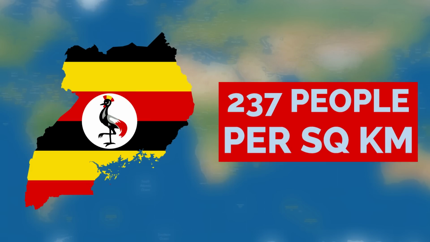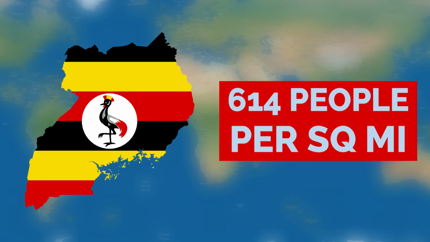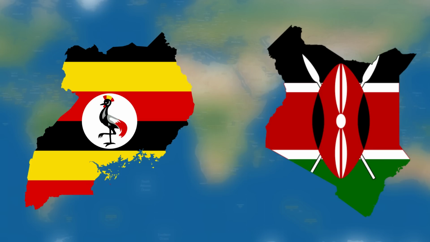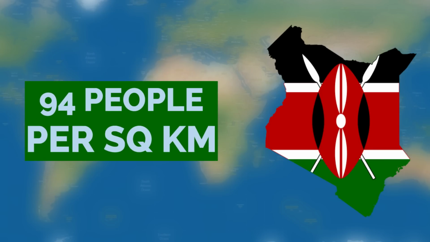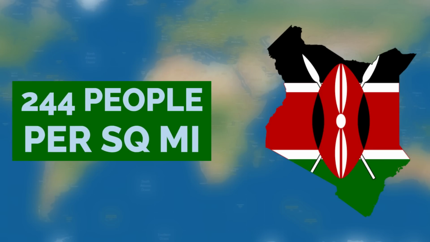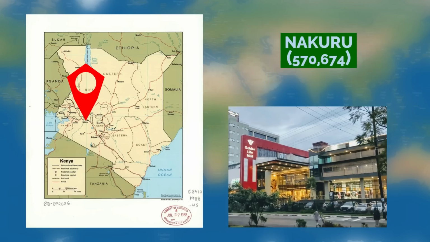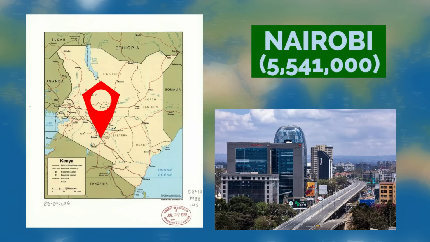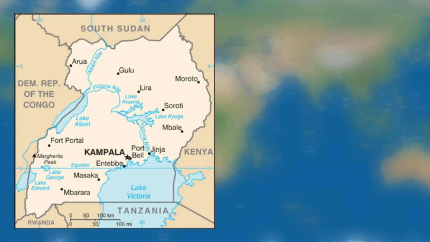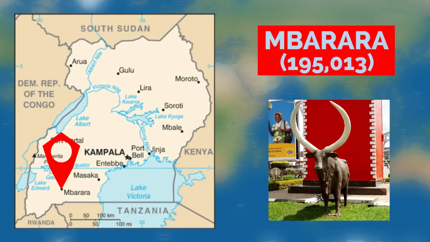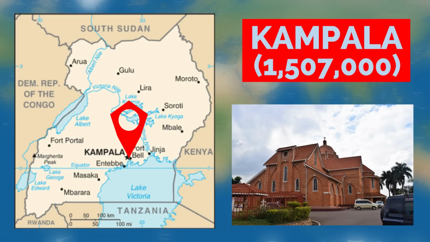Uganda, with 237 people per square km or 614 people per square mile, is more densely populated than Kenya, with 94 people per square km or 244 people per square mile. Kenya's largest cities include Mombasa, Kisumu, Nakuru, Eldoret, and its capital and biggest city Nairobi. As for Uganda, its major cities are Entebbe, Jinja, Mbale, Mbarara, with the capital Kampala being the largest.